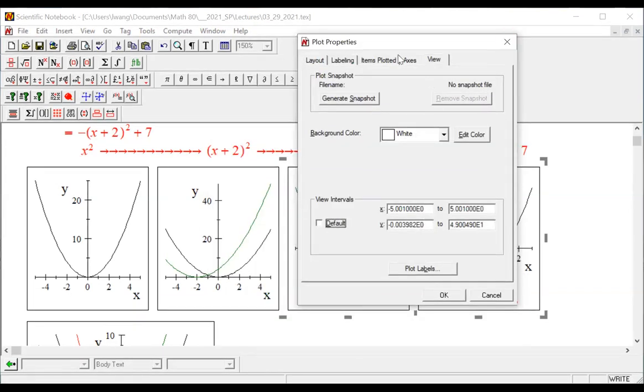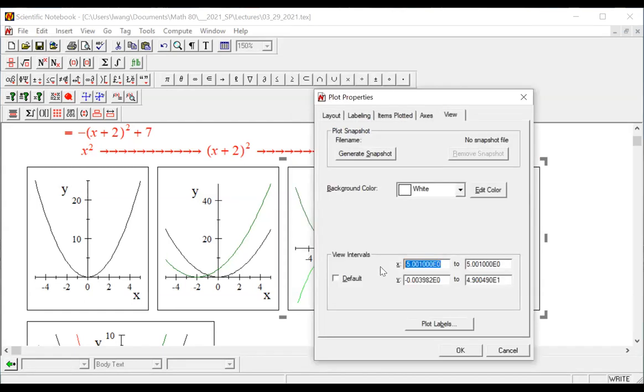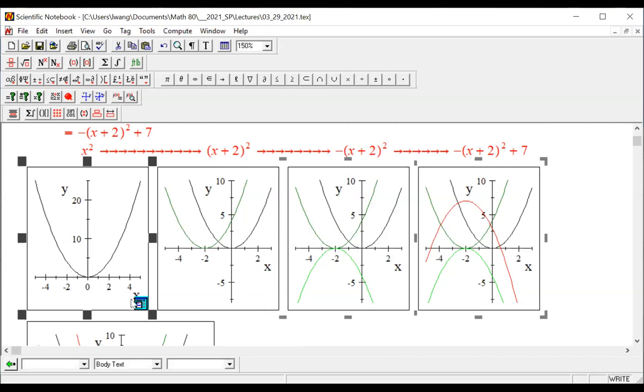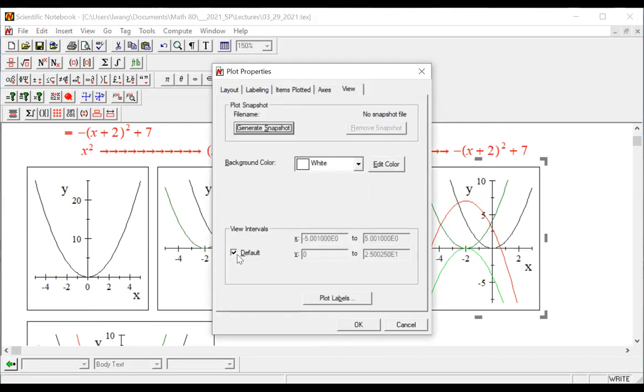So those are negative 5, 3, negative 5, 3, and negative 8, 10. Okay, so that's a shifting. The next one. So negative 5, 3. I'm just making the adjustment of the scale. Do you guys follow me? Am I too slow?